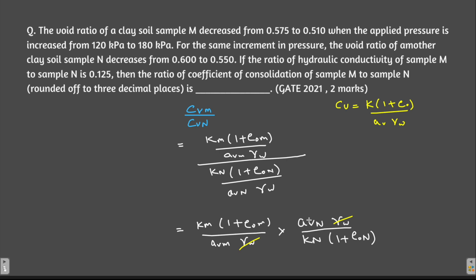Now what is av? av is the coefficient of compressibility, right? And what is the value of av? If you remember, I have told you av is delta e by delta sigma dashed. Change in the void ratio to the respective change in the effective stress, that is av. So let's do that first. So I'm writing it here.